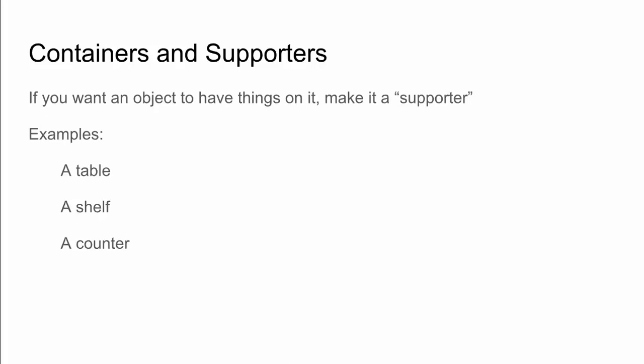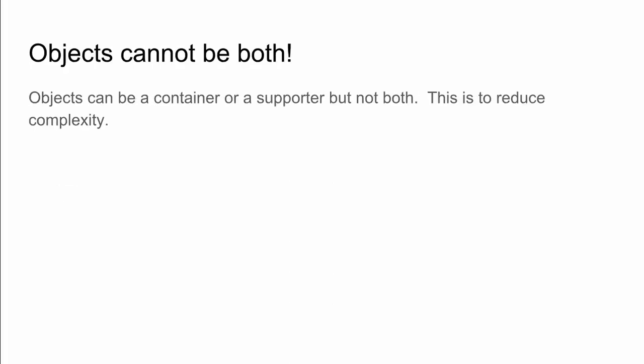Now, here is something that's a little odd, and that's an object cannot be both. And that is a little bit contrary to reality. For example, I could put things in my refrigerator, or I could put things on my refrigerator. But that's not how it works in our games, and that's just to reduce complexity.